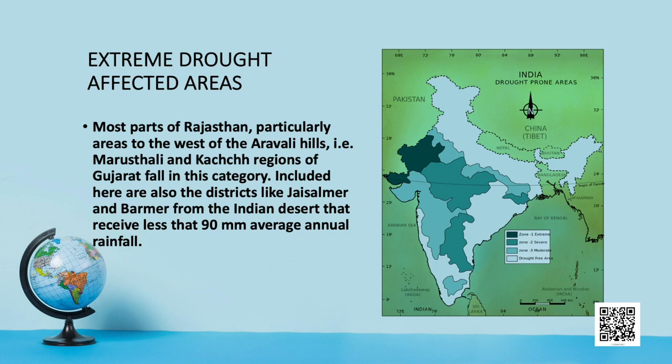These are the extreme drought affected areas. Most part of Rajasthan, particularly the areas to the west of Aravalli Hills, Marusthal, Kutch region in Gujarat, they fall in the category of extreme drought affected areas. Here, the districts of Jaisalmer, Barmer from the Indian desert, they also receive less than 90 millimeters of annual rainfall.